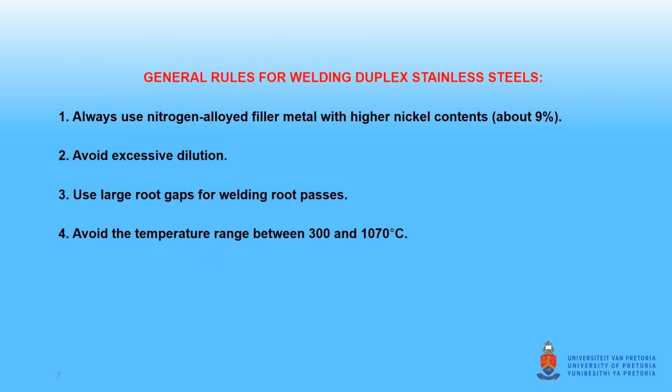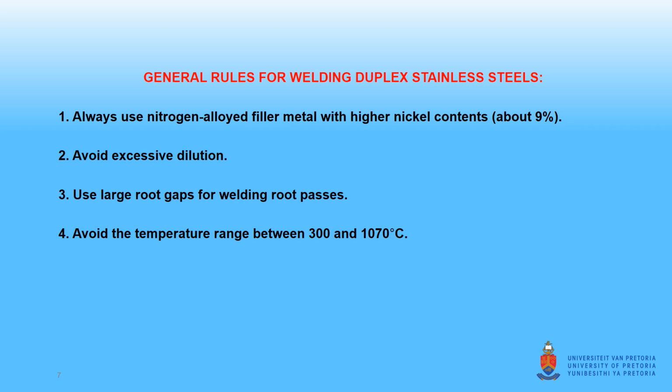The general rules to consider when welding duplex stainless steels are: always use nitrogen alloyed filler metals with high nickel content. This is to ensure an increased ferrite to austenite transformation temperature. Secondly, avoid excessive dilution between the weld metal and the base metal, because this might reduce the concentration of nickel and nitrogen. Thirdly, it is recommended to use large root gaps for weld root passes. This is to avoid autogenous welds, and it forces the welder to use a filler metal.